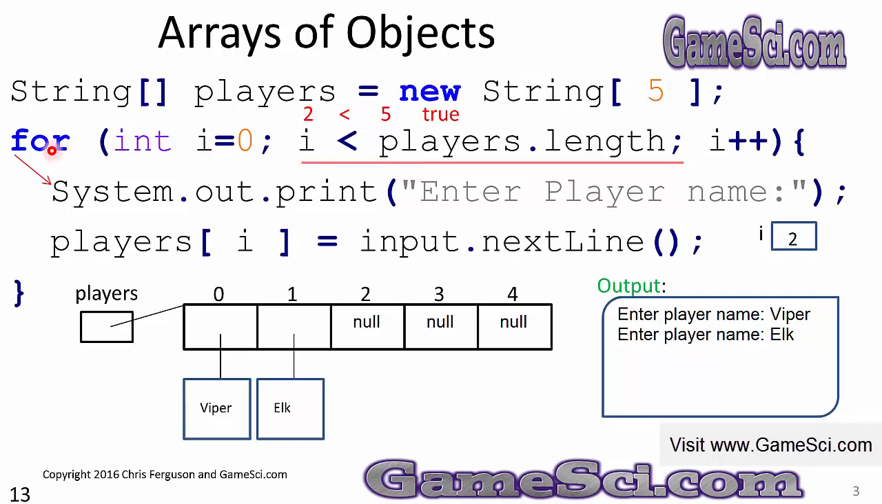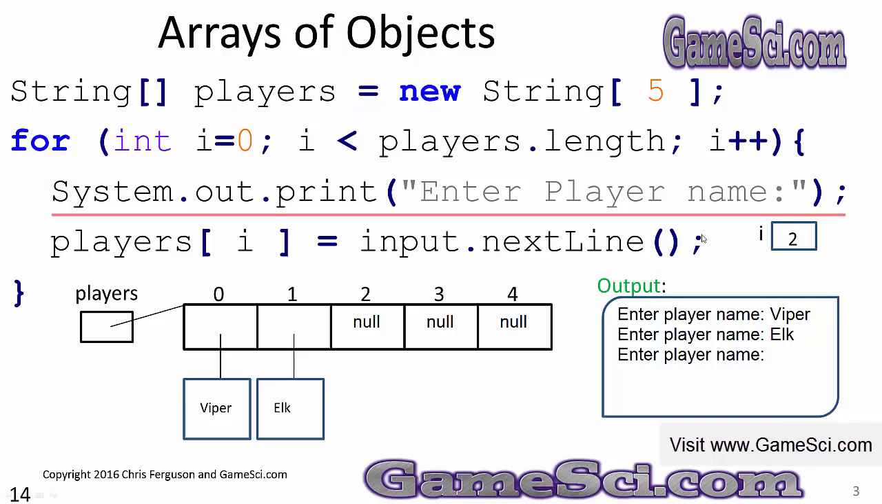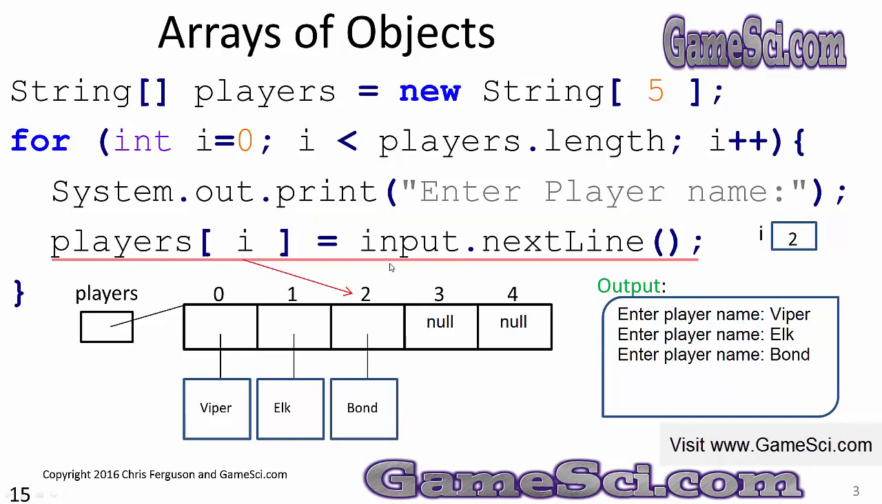As a true statement, we will absolutely enter the loop again and ask for another name. Output to the console, enter a player name. You can see that popped up right there on the console. We'll go to input.nextLine and execute that first. It'll ask the user to type in some letters. This time they enter bond. They type in the word bond and hit the enter key. As soon as they hit the enter key, what they typed in is assigned to player subscript i, which contains a 2. So at position 2 of the array, the string bond was assigned.